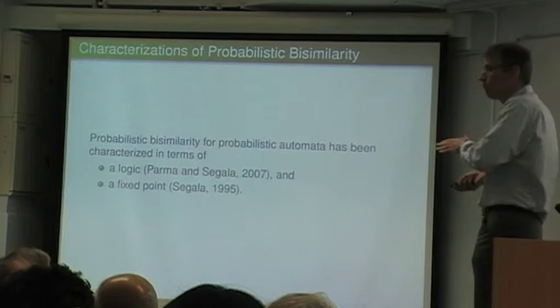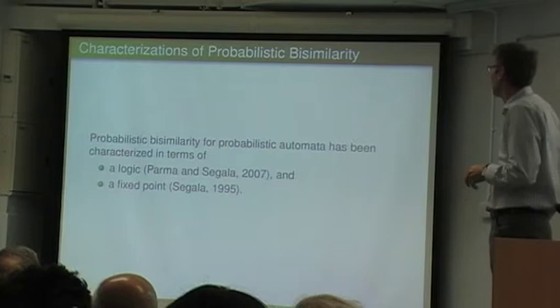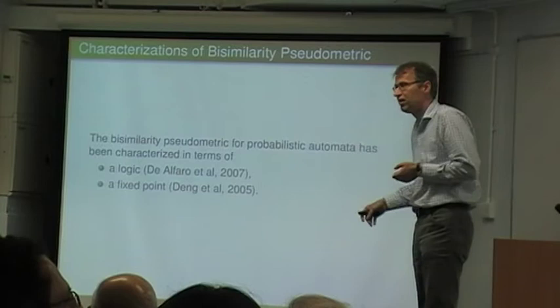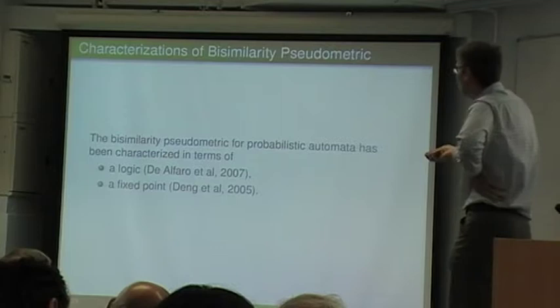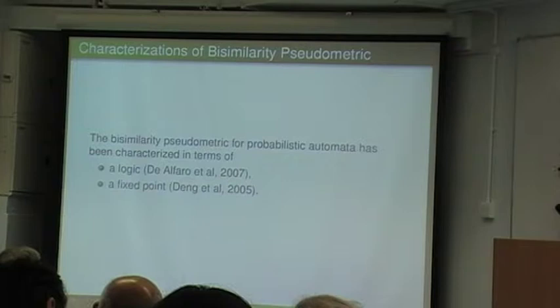So now, moving from this discrete notion of probabilistic bisimilarity, you can go to these probabilistic bisimilarity pseudometrics. And again, there's a logical characterization. This time you have a logic, and when you interpret the formulas, you get numbers, so elements of the unit interval. And there's also a fixed point characterization. This is actually how the distance function was defined. So what is missing is a game theoretic interpretation of this notion.